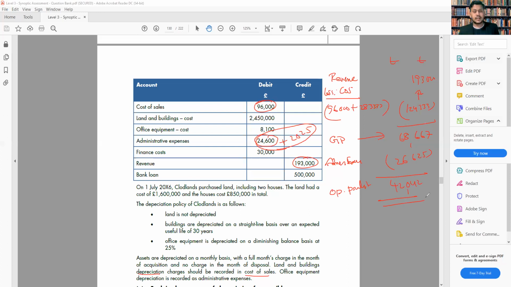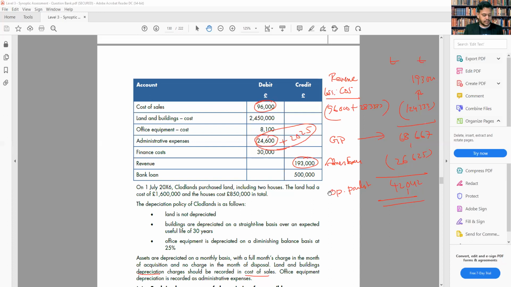Very simple. There's no complication here. Only you have to add the depreciation, one with the cost of sales, the depreciation for the building. The next one is for the admin, for the office equipment. So that's all. All right, let's move to the next one we have.